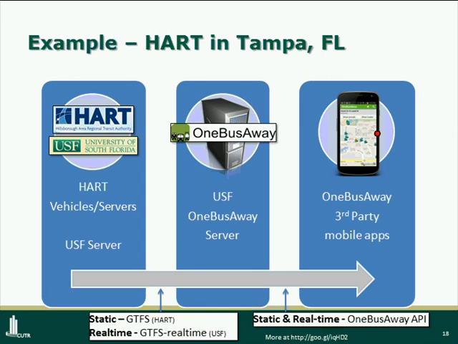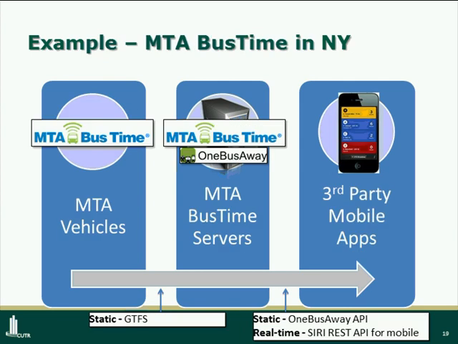Then we have the OneBusAway mobile apps, iPhone, Windows Phone, and Android, that make up the third-party mobile applications here. This is very similar to the same tiered architecture that's being used in Puget Sound, and MTA, which we will see on the next slide, has a similar architecture.